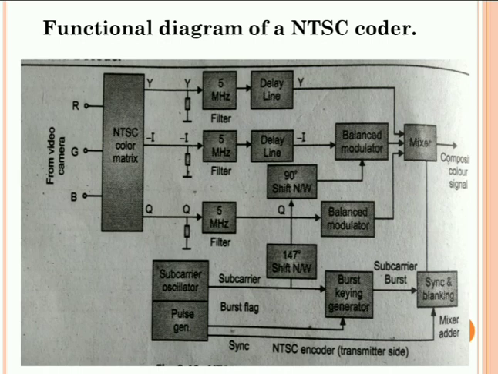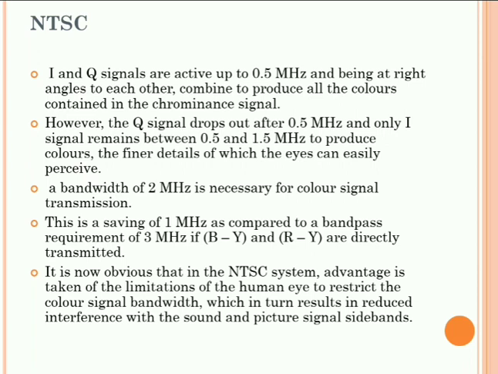We have seen the composite video signal; just like that, this is a composite signal. It is a composite color signal. Why color? Because this is nothing but about color television. That's why it is a composite color signal. Now let us see NTSC. I and Q signals are active up to 0.5 megahertz, being at right angles to each other, and are combined to produce all the colors contained in the chrominance signal.